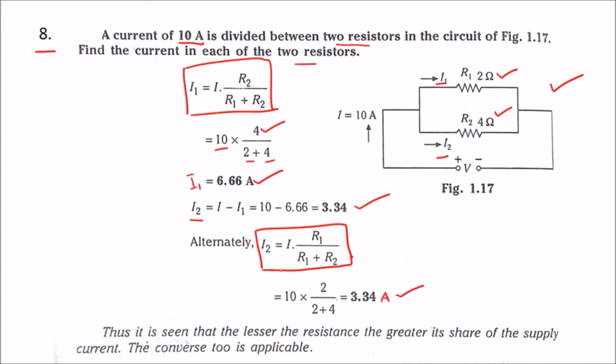From this we can say that the lesser the resistance, the greater its share of the supply current. If the resistance value is less, the current value will be more. If the resistance value is more, the current passing through that resistance will be less.